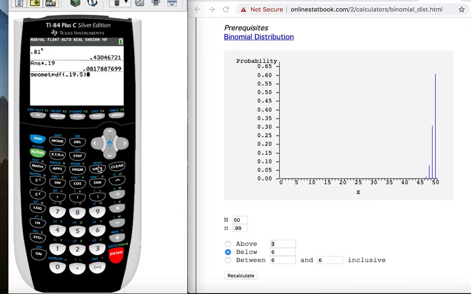Let's let the calculator do the work. Geometric PDF. Hey, what do you know? It's the same answer that we got doing it by hand. So now, how many do we expect to have? Well, that's a formula. We take 0.19 and take the reciprocal of it. So 1 over p, and this button here on the calculator will give us a reciprocal. So that's our mean.